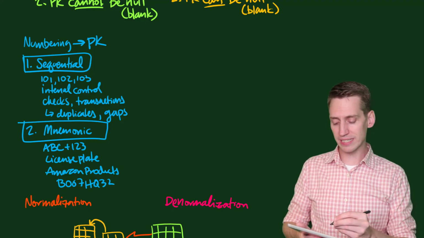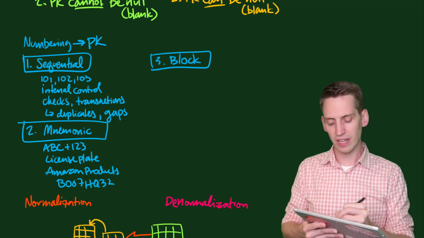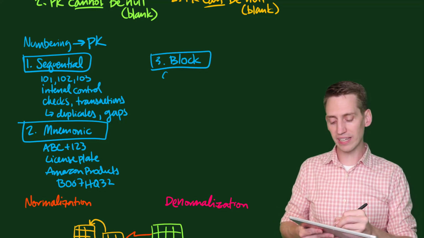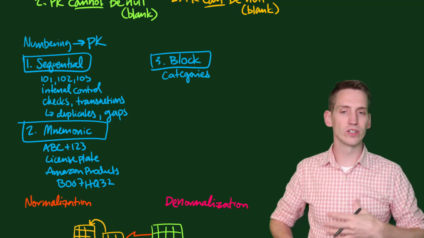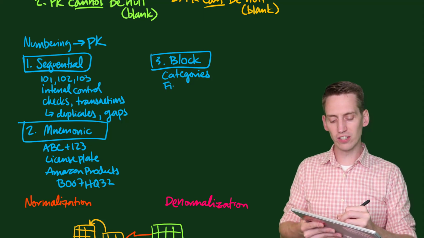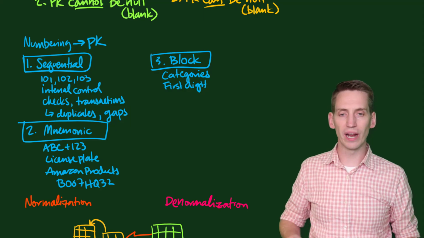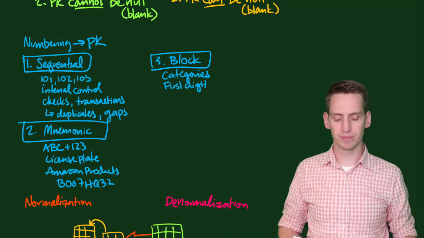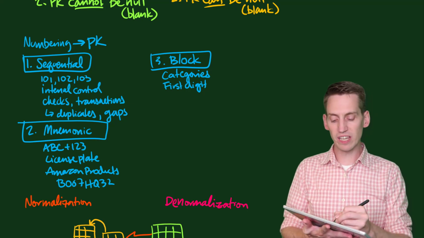The third numbering scheme that we're going to look at is called a block numbering scheme. And we use blocks when we want to track things that have categories. So categories of products and so forth. So we focus more on the first digit. The first digit will represent different categories rather than the rest of the number itself. So some examples of block numbers. Think about room numbers.